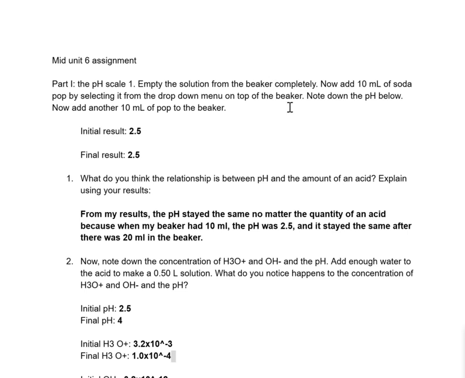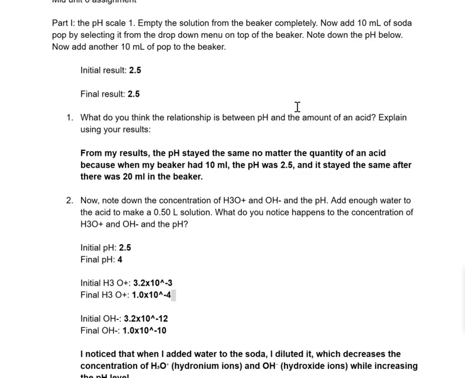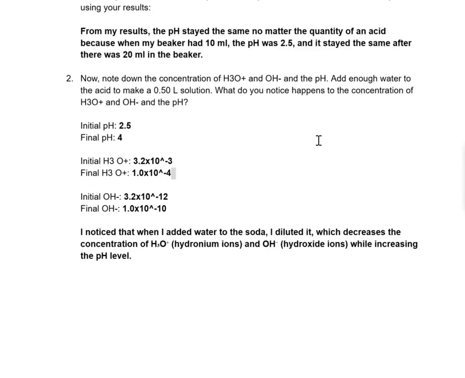And to begin, in the first question, what do you think the relationship is between pH and the amount of acid? Explain using your results. So my solution is that the pH level stayed the same no matter the quantity of an acid, because when my beaker had 10 milliliters, the pH level was 2.5, and it still stayed the same when there was 20 milliliters in the beaker. And moving on to the second question.